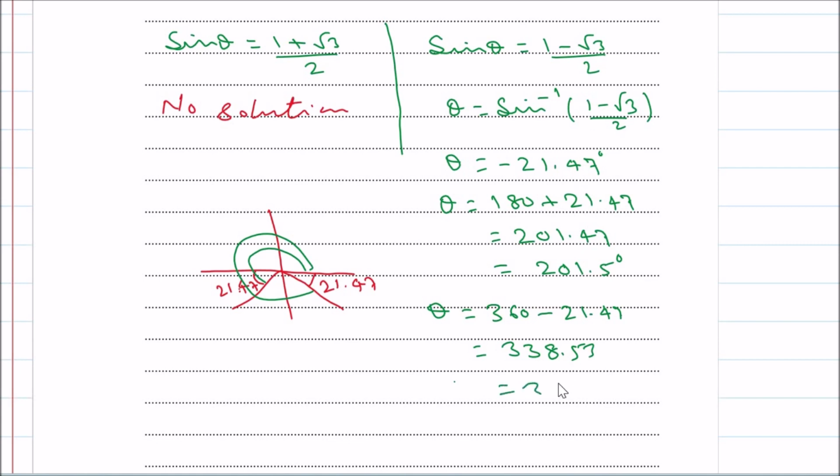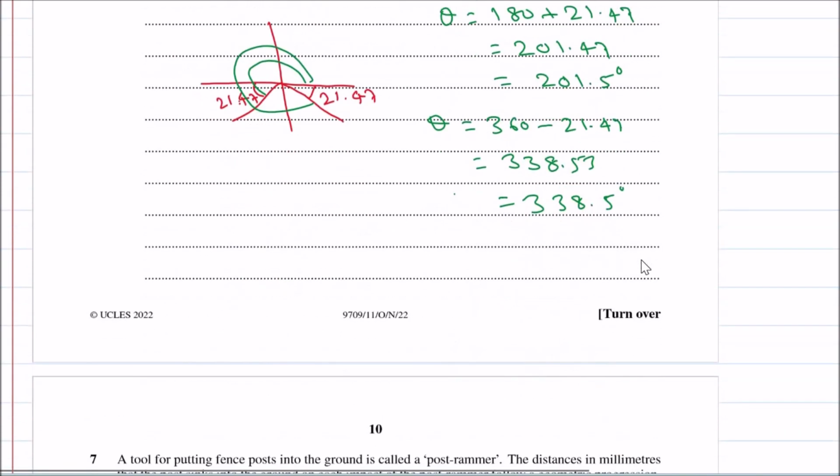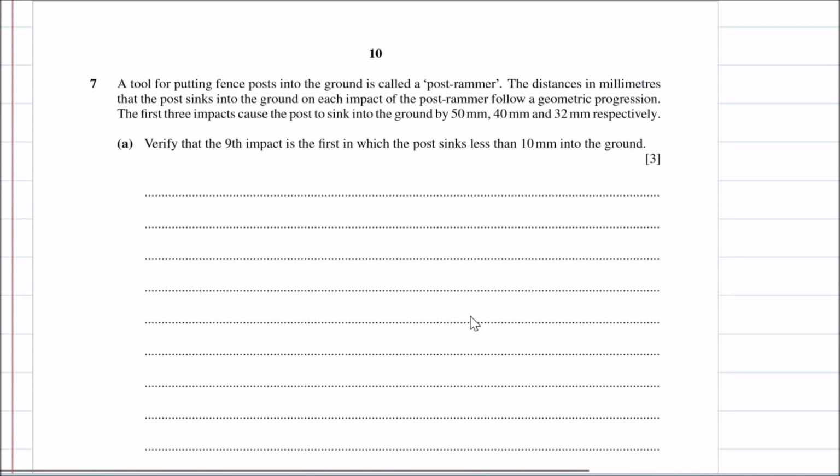And that will be 338.5 degrees to 1 dp. So our answers are theta equal to 201.5 degrees, comma, 338.5 degrees. That's our solution. Let's go to the next question.